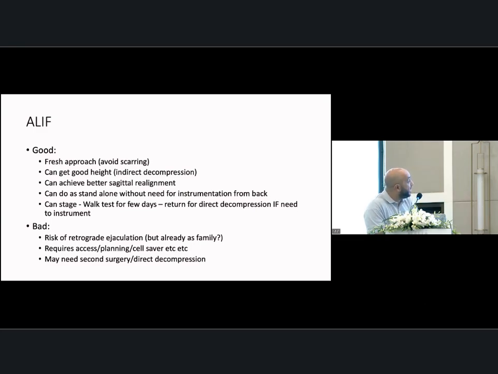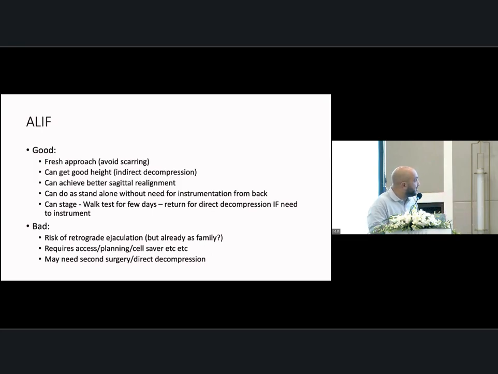You can get a very good indirect decompression. You can achieve a really good sagittal realignment. You can do it standalone, so you don't need to go back to the back again and cause more muscle harm by putting screws in. Of course, there's a risk of retrograde ejaculation, but if the patient is happy that he's already completed his family, then it's not so much of an option.